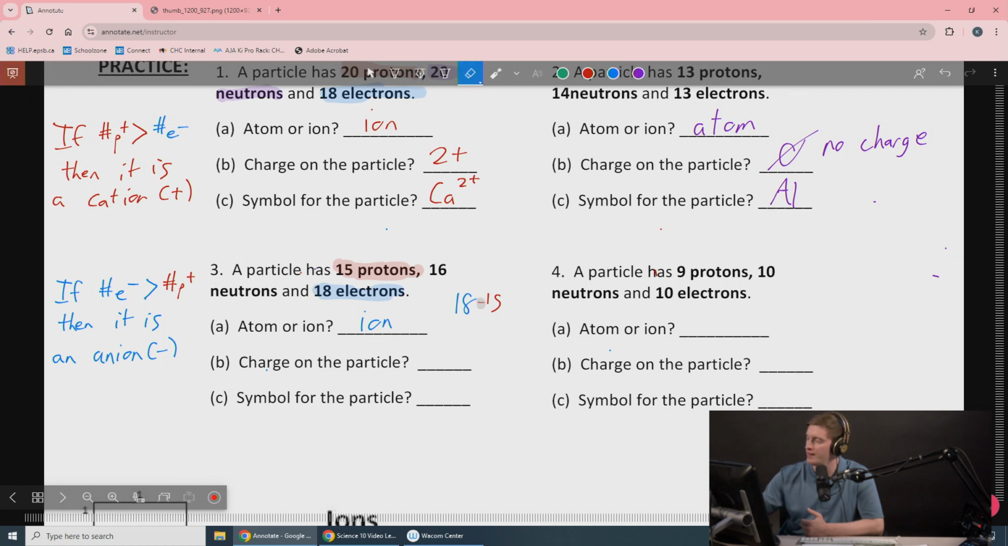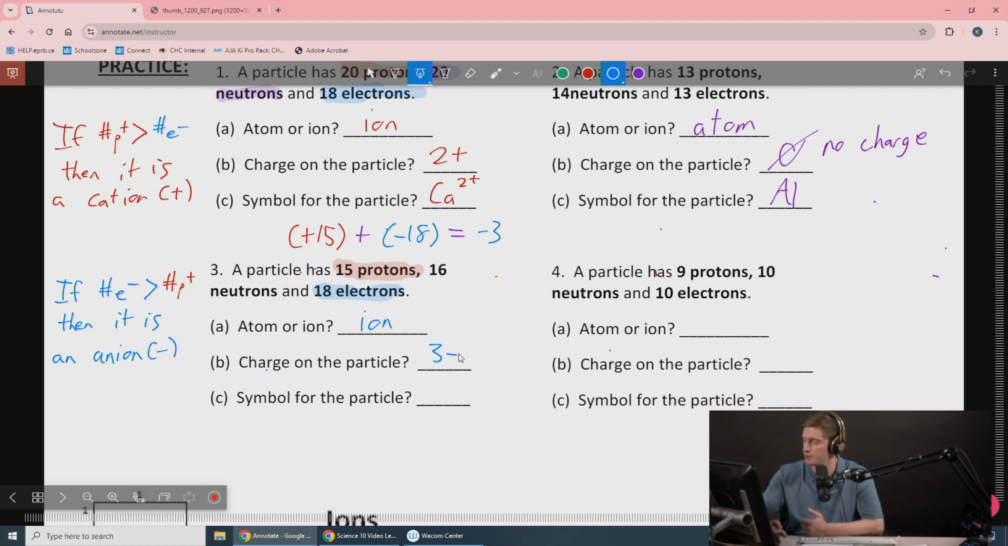Or if you like, maybe you don't like integers, but integers are the best way of thinking about this. Think of it as a positive 15 plus a negative 18, which overall is going to give me a charge of negative 3. We write that as 3 minus.